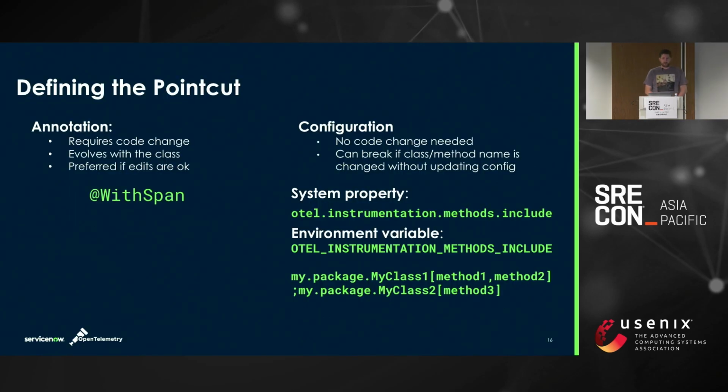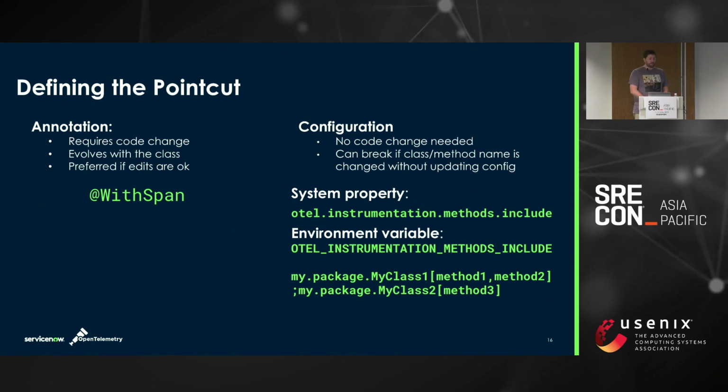Point cuts can be defined to apply this advice through a method annotation or configuration. If you have the ability to modify your code, the annotation should be preferred since configuration-based point cuts can break. For example, if the underlying class is modified through renaming the package, class, or method name, the configuration would also need to be updated to match. On the other hand, configuration can easily be updated without recompiling, so there are trade-offs between the two.